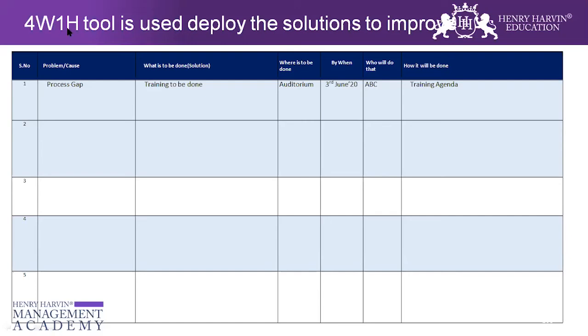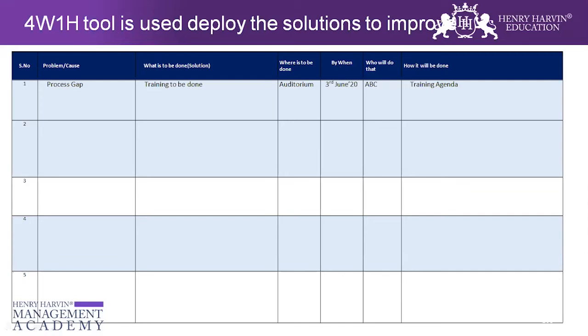The 4W1H tool talks about, first, the W: what is to be done. For example, if you have identified a solution, what is that solution? Then the second W is where it is to be done, whether it is to be done for only a particular region, or for one particular team, where it is supposed to be implemented. Then the next W is by when. It is the timelines that we are referring to, by when this solution is going to be implemented.